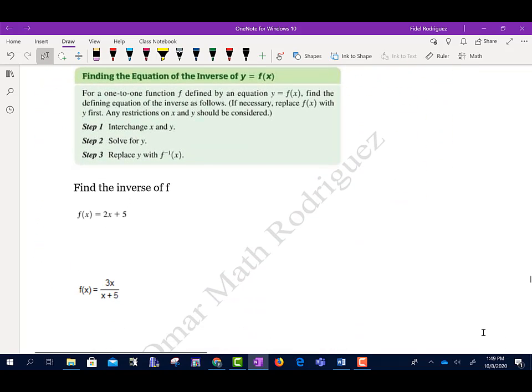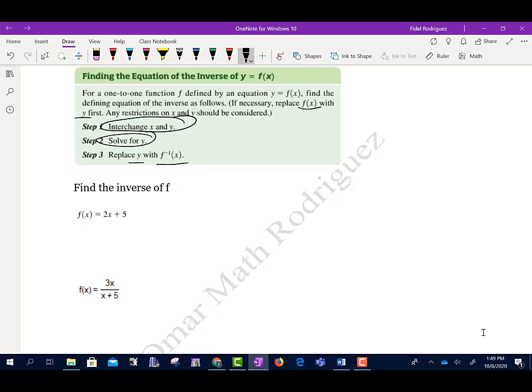All right. So it says finding the equation of the inverse of y equals f of x. It says for a 1 to 1 function f defined by an equation y equals f of x, find the defining equation of the inverse as follows. If necessary, replace f of x with y first. Okay, so the first thing we're going to do, instead of writing an f of x, we're going to write a y. And then we're going to switch the x and the y. We're going to solve for y. And then the last thing we're going to do is, instead of writing y, we're going to write f inverse of x.